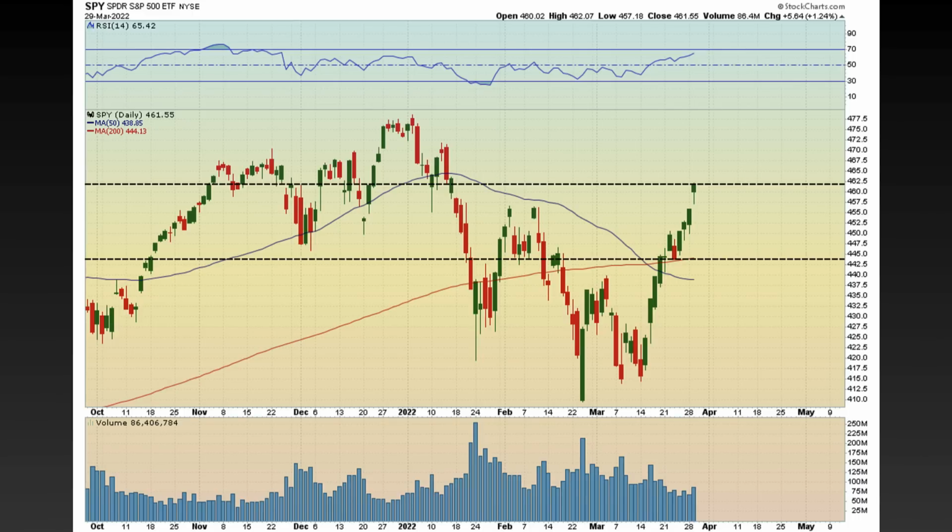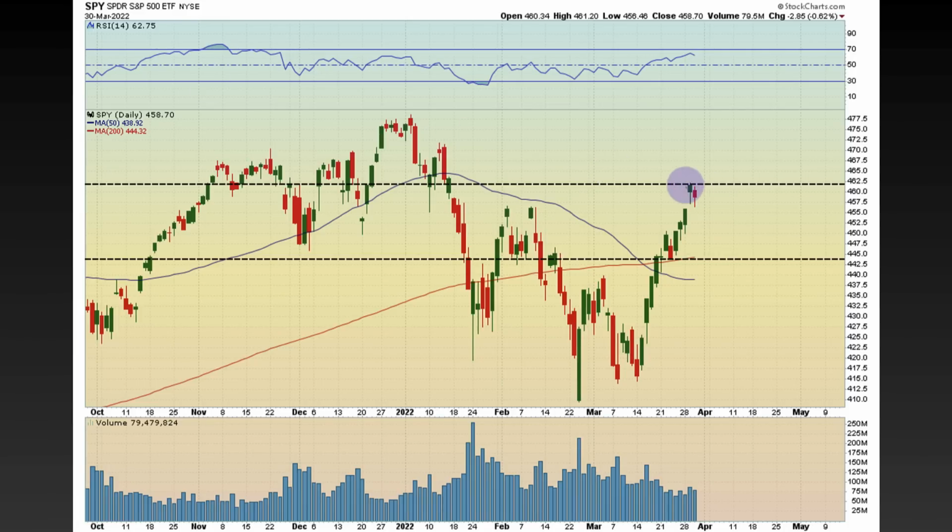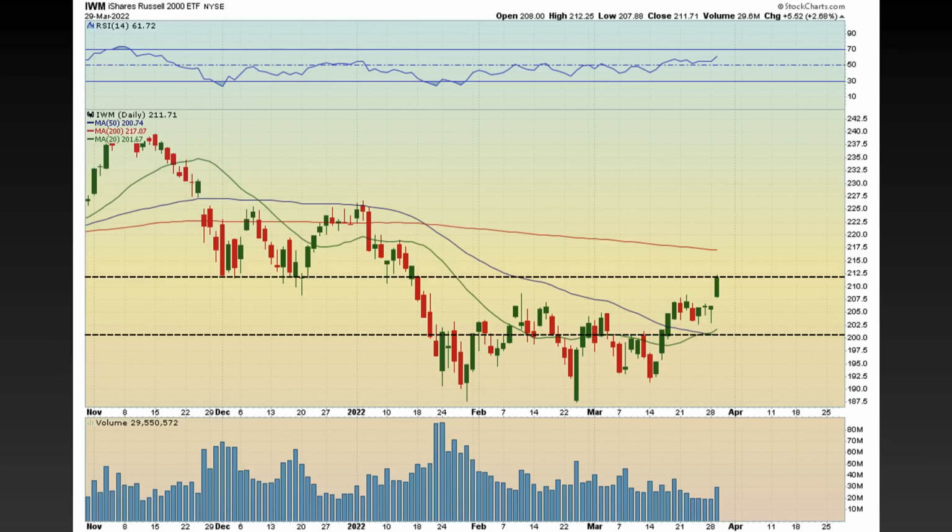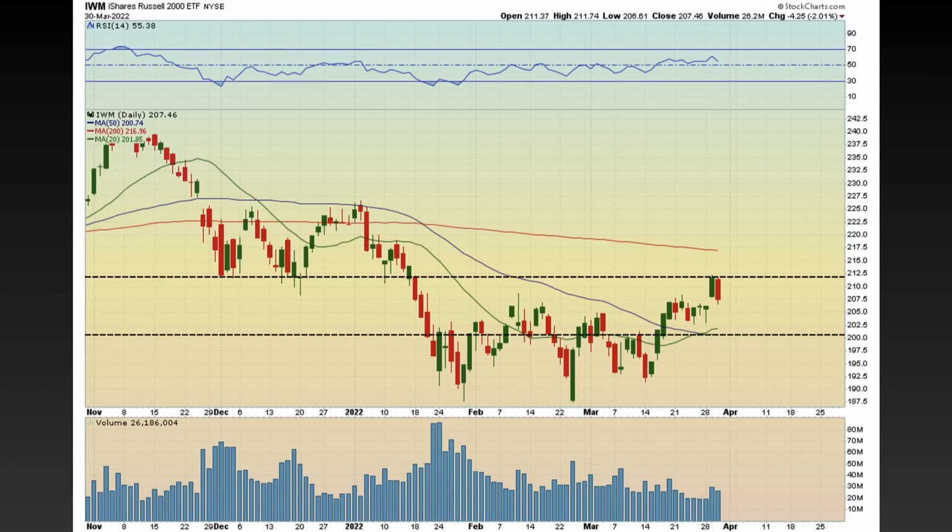So we are in the middle of the trading week, and you can see the SPY tagged this perfectly. What do you think happened next? Well, it actually came right back within slightly. Look at the Qs. It tagged the upper risk range, and it came right back in. The IWM tagged it off of a very strong day, and it came right back in.